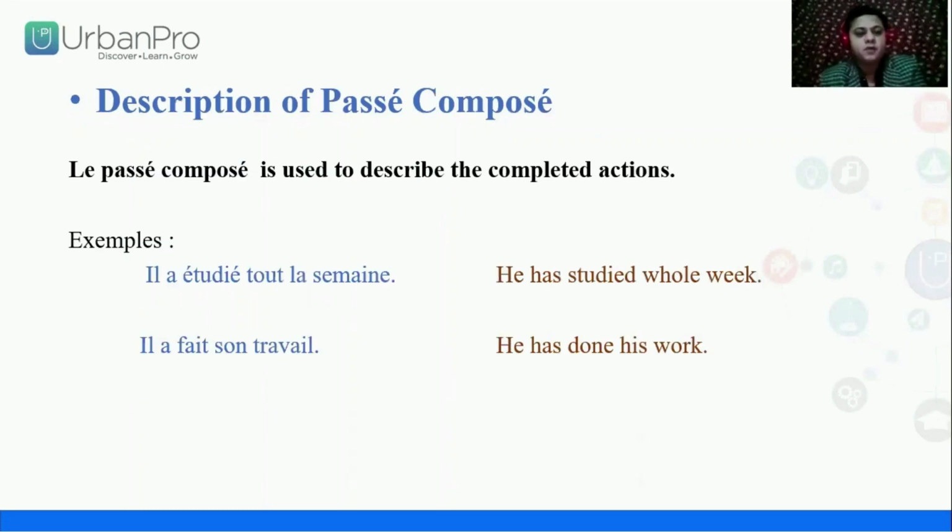So what is passé composé? Passé composé is used to describe a completed action, the action which has completed. For example, il a étudié toute la semaine, which means he has studied the whole week. So it means he has already studied. The study has been completed. So we will be using passé composé here.